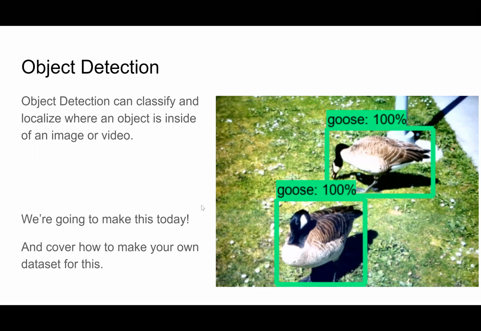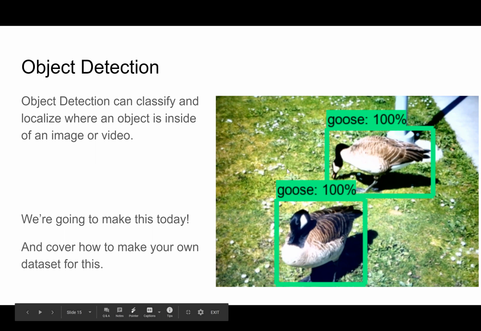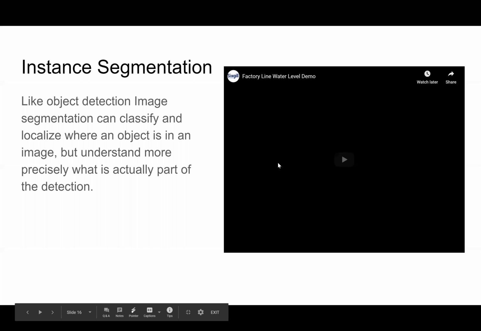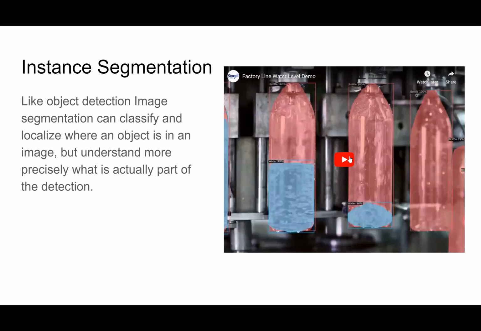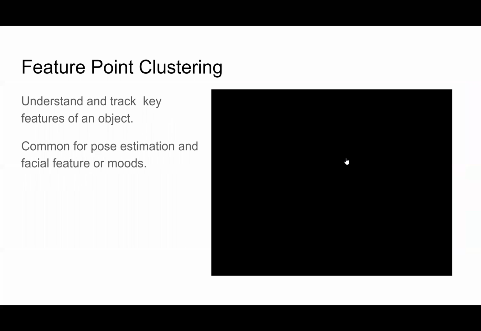So we're going to cover how to make your own data set for this, specifically instance segmentation, and also talk about it as we go, because building instance segmentation and object detection models isn't that different. So I'll talk about how to build your own instance segmentation model as well, if you end up wanting to do that.